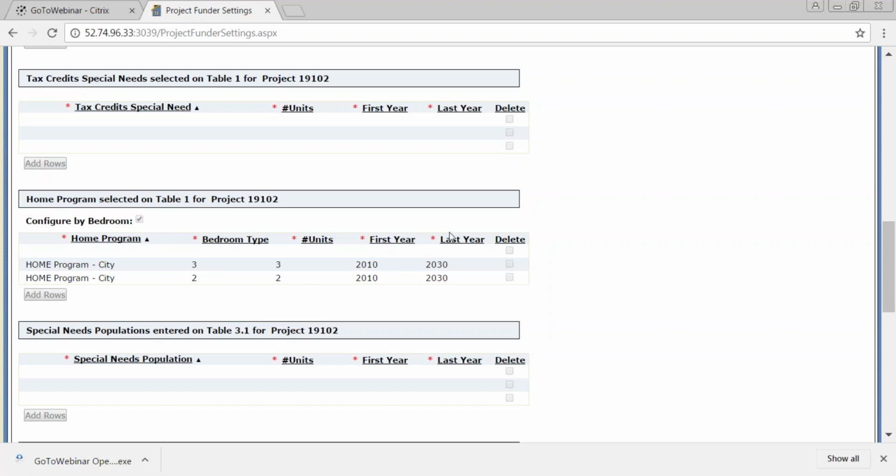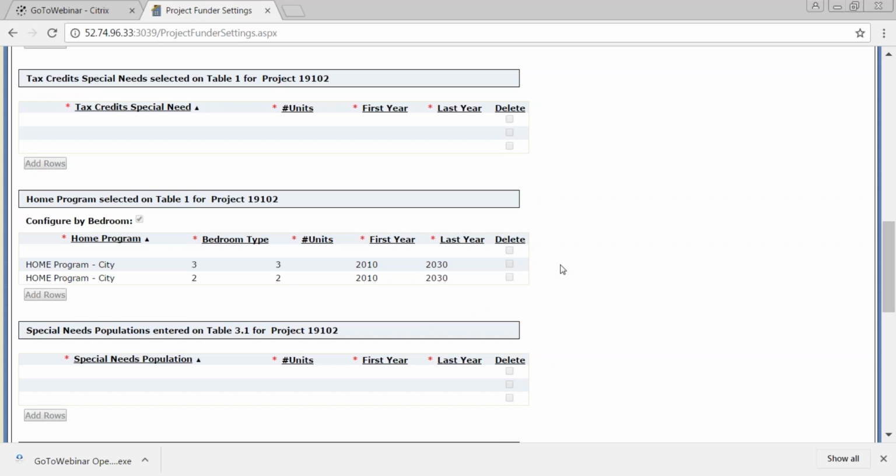Not all of your contracts will have your HOME units broken down by bedroom size. Most of the newer ones do, but always good to check here and make sure that you're providing the right breakdown. The other information on this page is your HOME period of affordability, first year, last year.